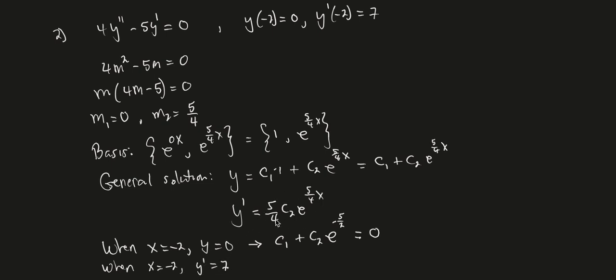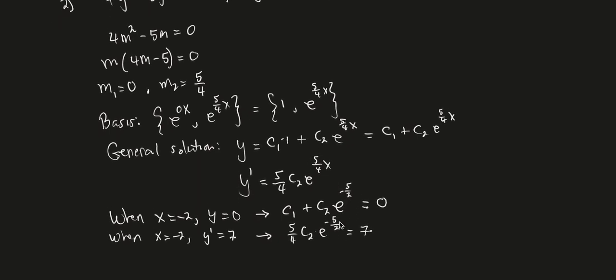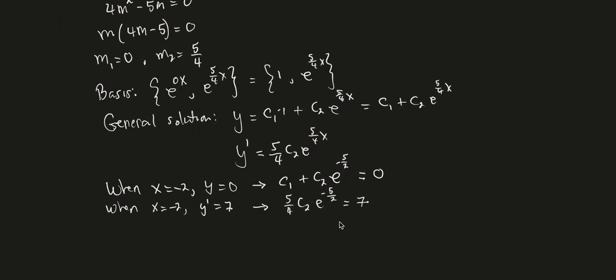So now use this equation, right? We're going to plug -2 in for x. So we're going to have 5/4 c2 e to the -5/2, and that's equal to 7. All right. Well, what I can do is solve the bottom equation for c2 and then substitute it into the top equation and solve for c1, right?